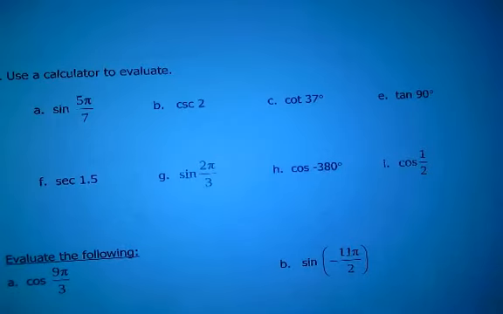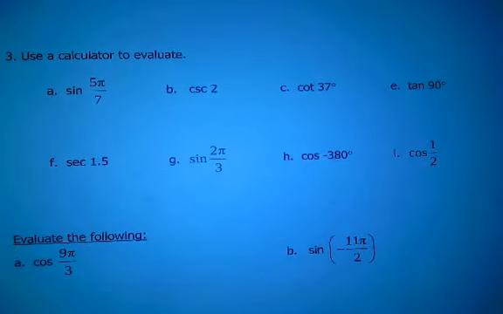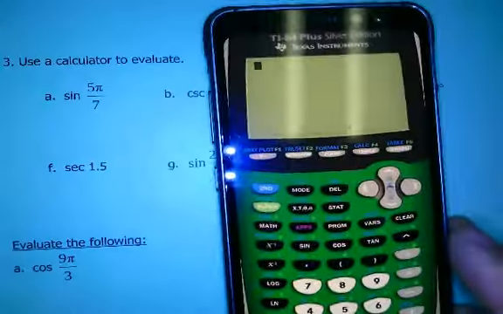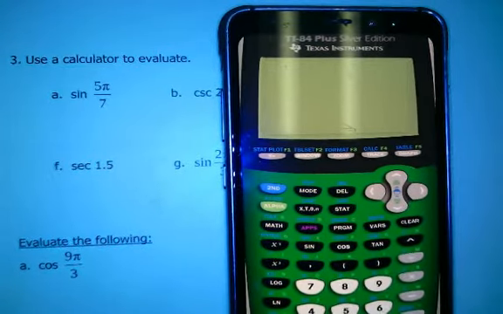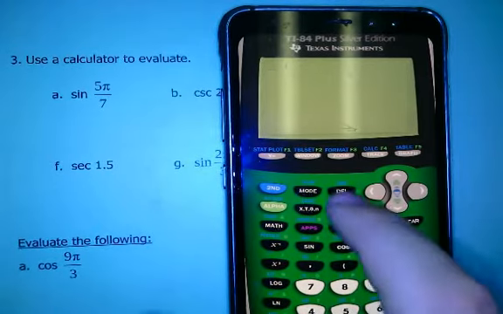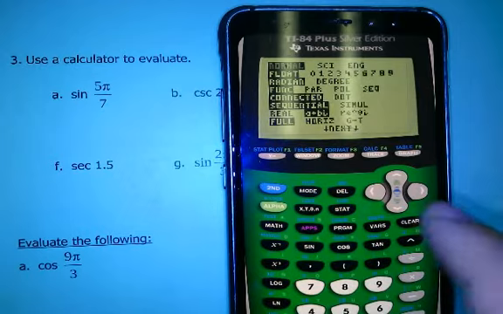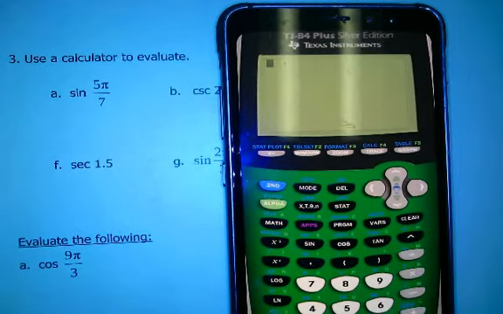You already have calculators at your desk, so that's fantastic. These just say use your calculator to evaluate, so let's do it. Just take out your handy dandy Google calculator. Alright, if I want to evaluate sine, first off, what mode am I in? If it does not say degree, it has to be radian mode. So make sure that you're in radian mode. And look, I am, because we're doing radians.